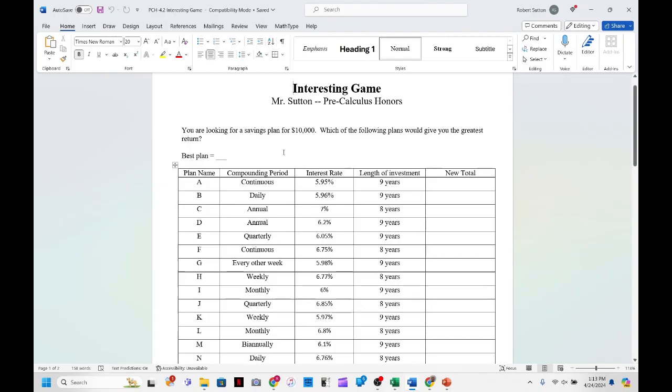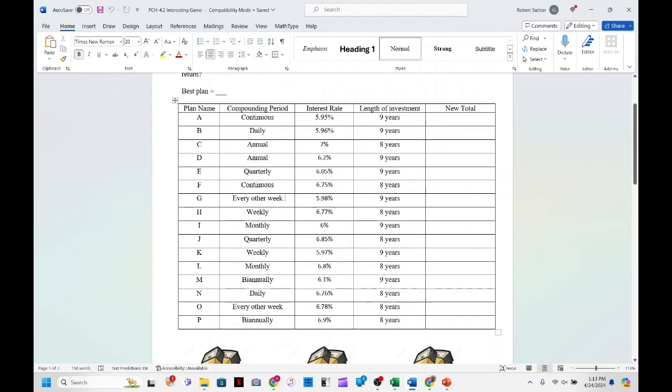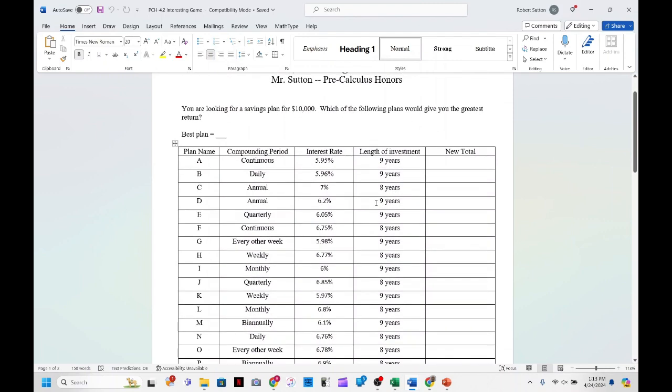So the idea with this puzzle is we're looking for a savings plan for $10,000 that we just have burning a hole in our pocket, I guess. And we're offered the following savings plans with different compounding periods, different interest rates, and different lengths of the investment, and we want to figure out which is going to give us the greatest return on our $10,000. So we basically have to go through each of these, calculate the new total after applying all this, and then just pick the highest one. So with that said, let's go ahead and see where we want to put our money.